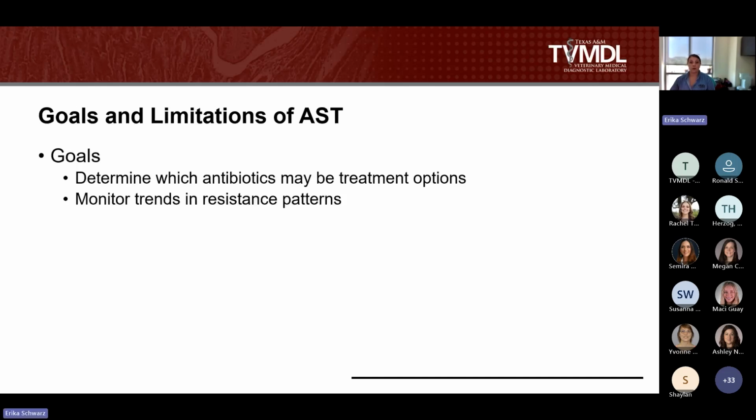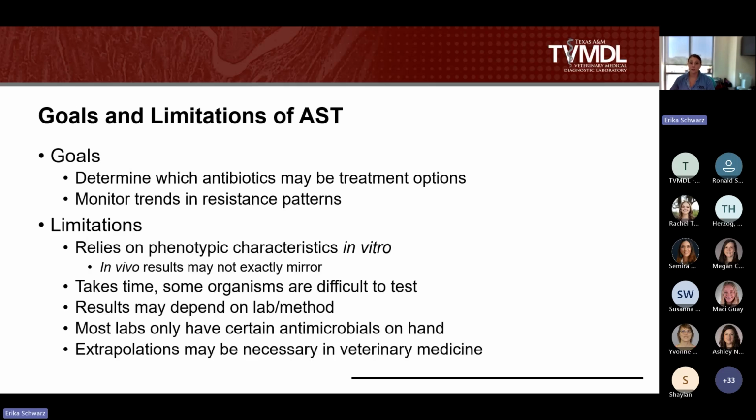So the goals overall for AST is to determine which antibiotics might be options for treatment and to monitor trends in resistance patterns. There are some limitations with AST. So one of them is that it relies on phenotypic characteristics in vitro. We're cultivating live organisms in vitro, and then we're subjecting them to these drugs. And in vivo, the results may not exactly mirror the results that we're seeing in vitro. These methods take time.